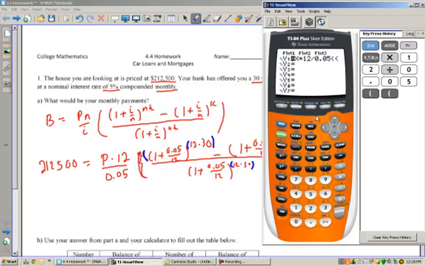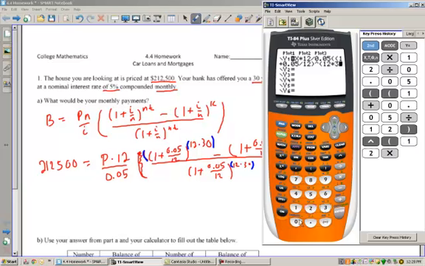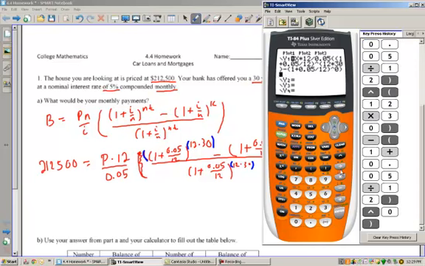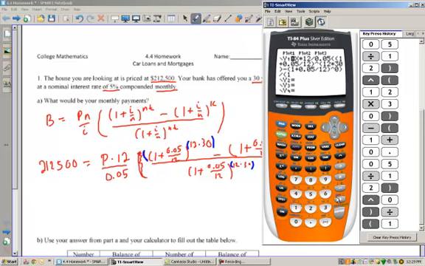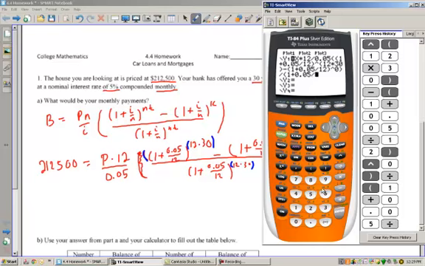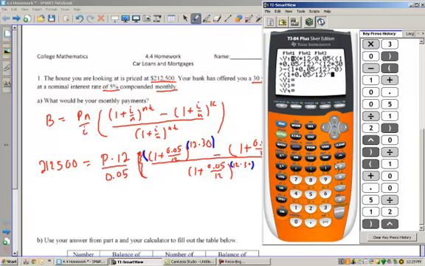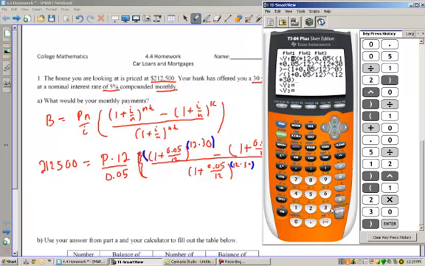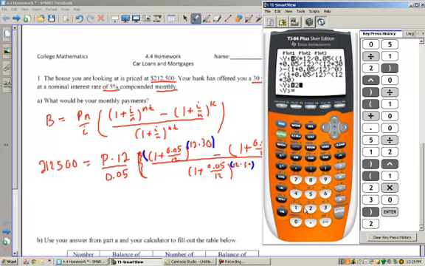So let's get back our calculator. And so I have left parenthesis, 1 plus 0.05 divided by 12, in parenthesis, raised to, left parenthesis, 12 times 30, minus, left parenthesis, 1 plus the 0.05 divided by 12, right parenthesis, raised to 0, and then in parenthesis, now all divided by, left parenthesis, 1 plus 0.05 divided by 12, in parenthesis, raised to, left parenthesis, 12 times 30, in parenthesis. All right, and then for y2, we put $212,500.